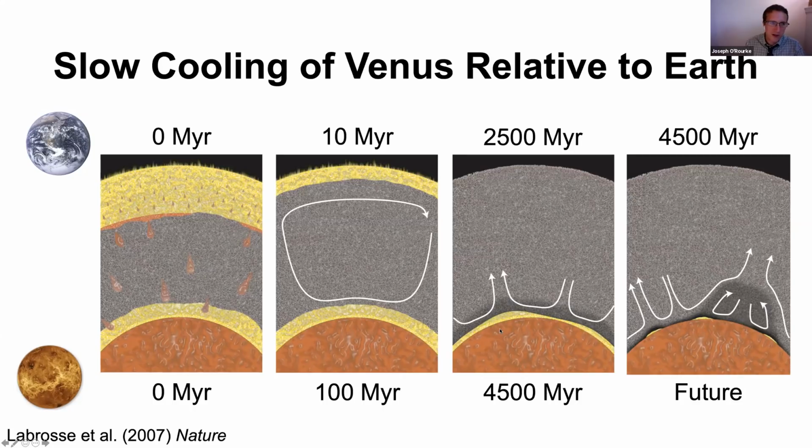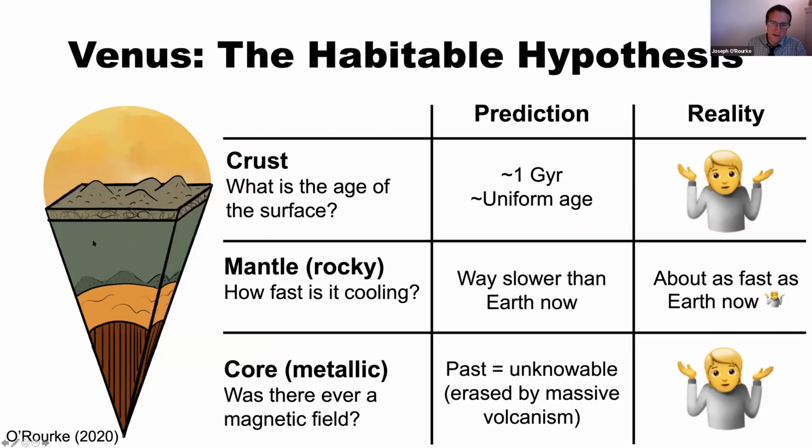So local geologic features on Venus probe the elastic thickness at present day on Venus. But it's the mantle structure that can really tell us what the cooling history of Venus has been, integrated over billions of years. So I'll say that the cooling rate of Venus relative to Earth now is pretty similar. And what the cooling rate was in the past is unknown, but it's testable with future missions.